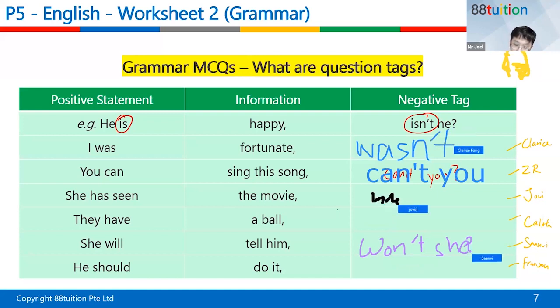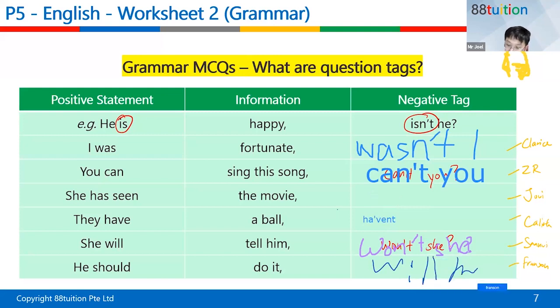Sanvi is correct. She will tell him, won't she? Because won't is short form for will not, right? So Sanvi is correct. Won't she? Good. And then Clarice is correct as well. I was fortunate, wasn't I? Please add your question marks here.